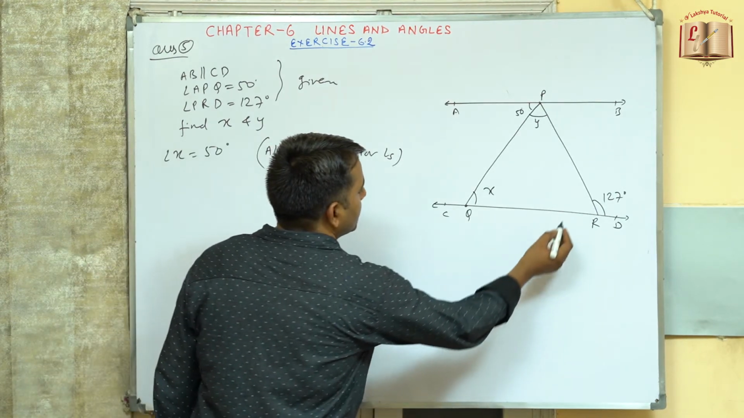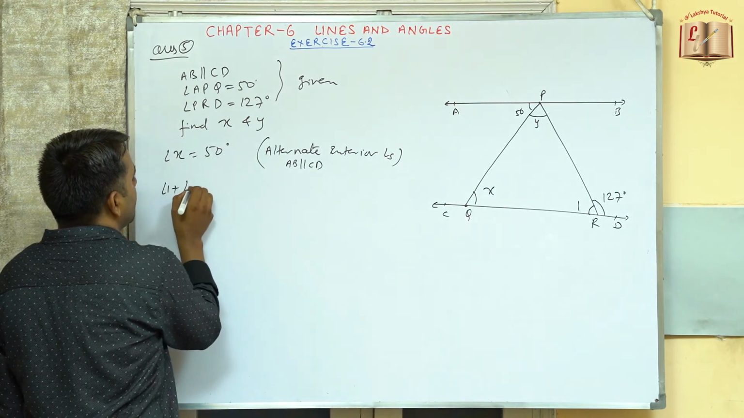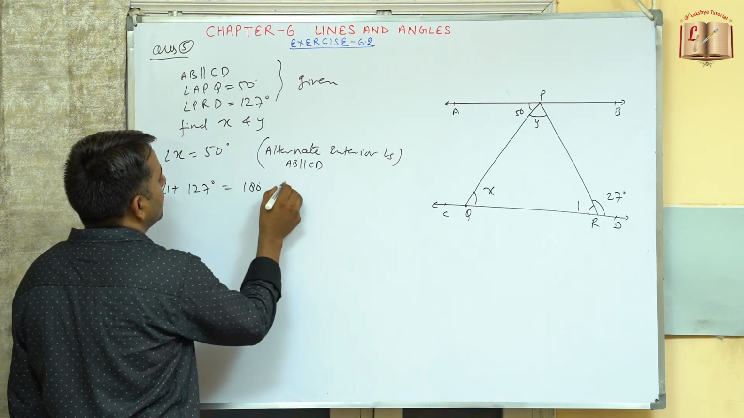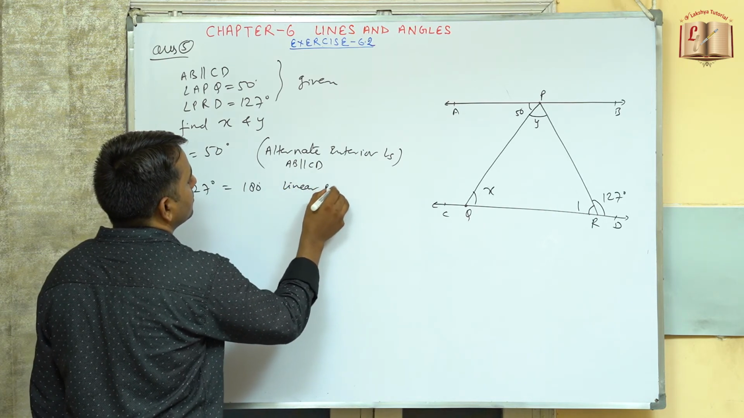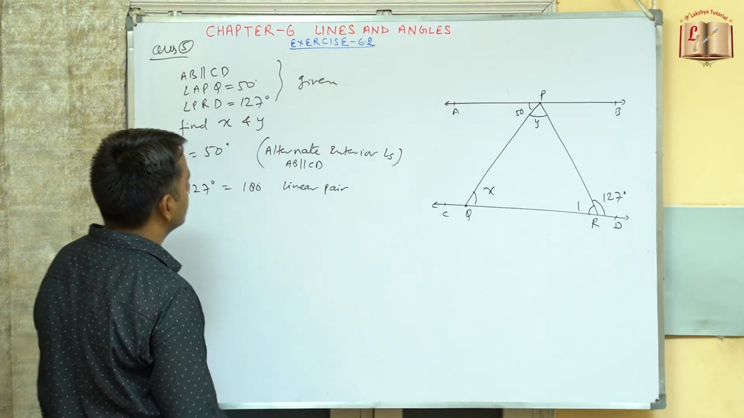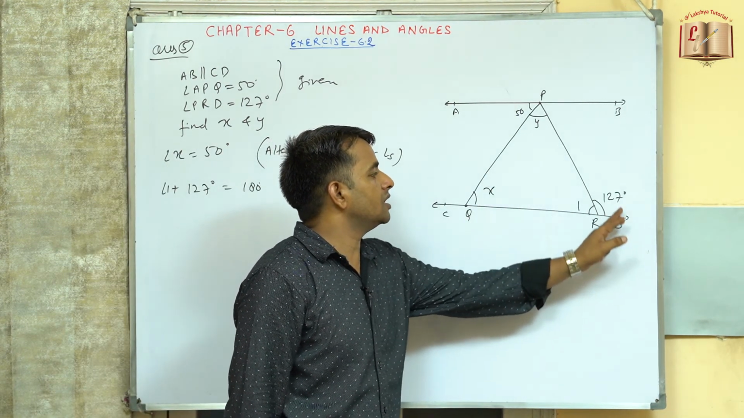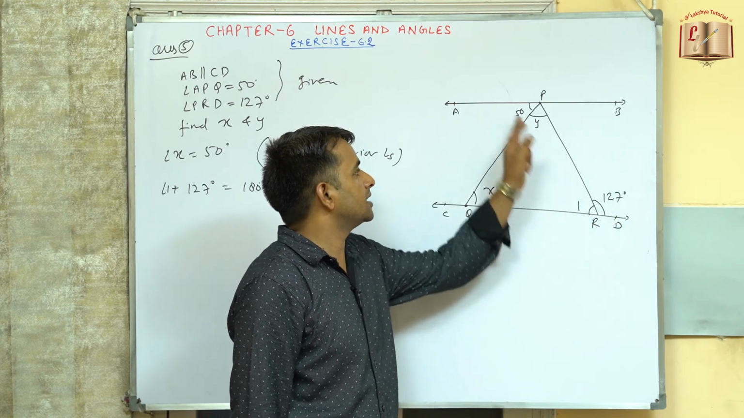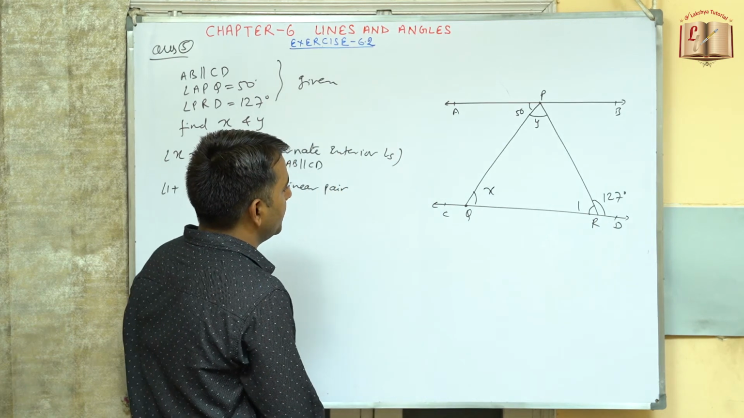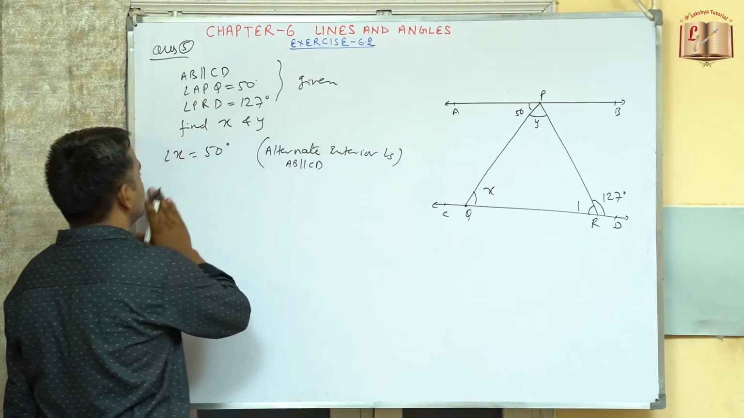Now we can find this angle as 1. I have taken angle 1. So angle 1 plus angle 1 plus 127 degree will be equal to 180 degree. This is a linear pair. Or we can take up the other way also. This complete angle will be equal to this one as alternate interior angles, because these lines are parallel. From there also we can find out the value of Y. So we can proceed in any way. It will be better to go by this way, because that will be a single step solution for us.